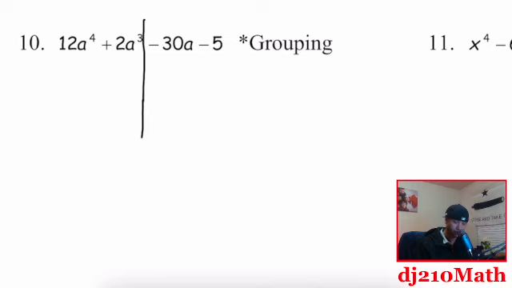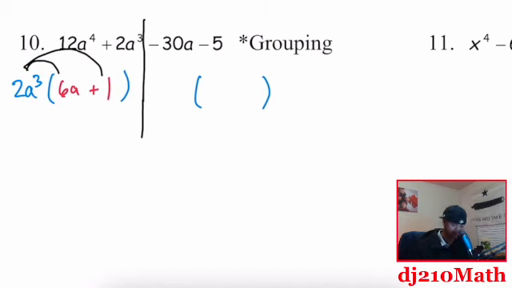The most a's I can take from both on the left is a cubed. Then coefficient wise, the biggest thing I can take from both of these is going to be a 2. So then what's left behind? We have 6a plus 1. If you check yourself real quick, if you distribute it back in, then everything's correct.